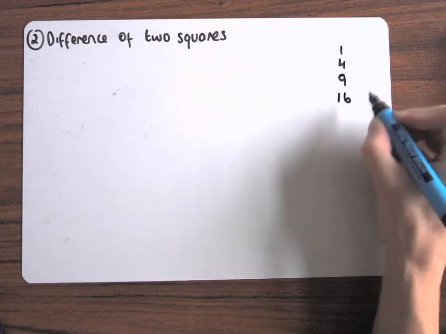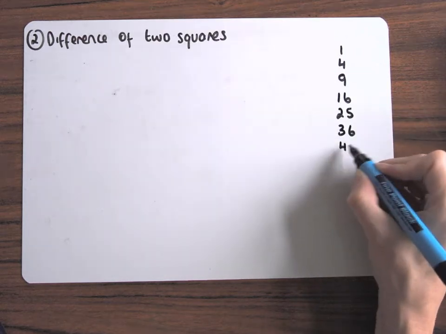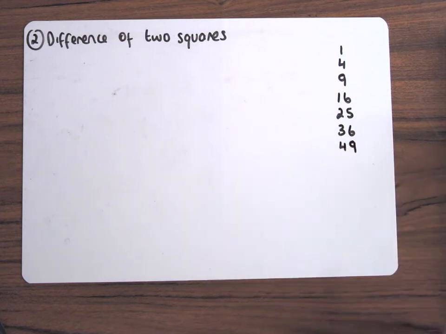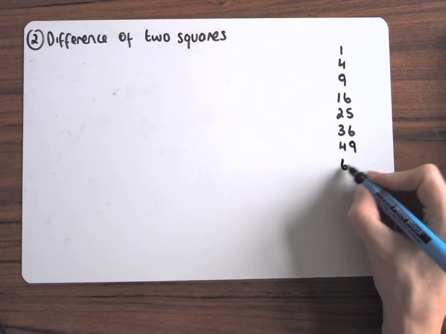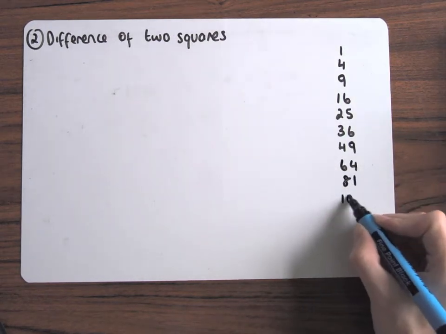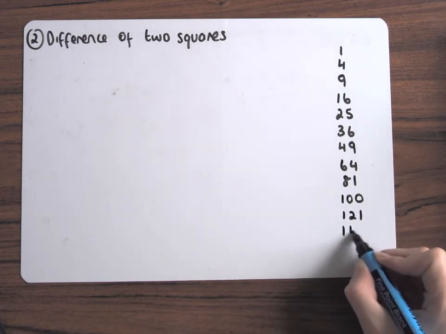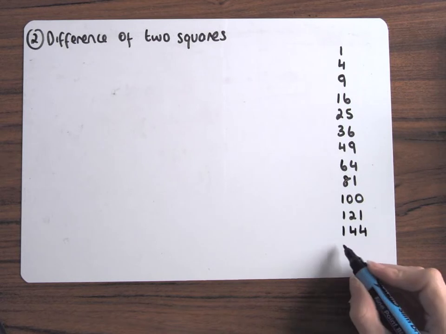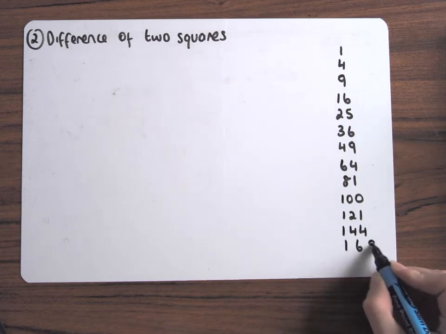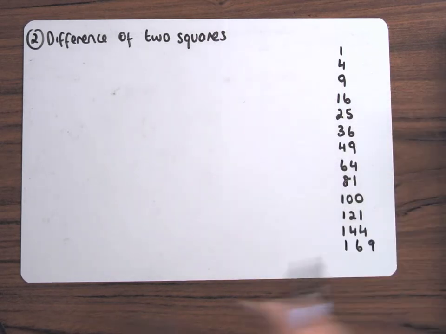16. Then? 25. Yeah. 36. Yeah. 49. Yeah. So that's 7 by 7. 8 by 8, 64. 9 by 9, 81. 10 by 10, 11 by 11, 12 by 12, 144, good, and 13 by 13. Now, there's more than that, but these are the ones you need to recognize. So do you want to take them down? They're your square numbers.